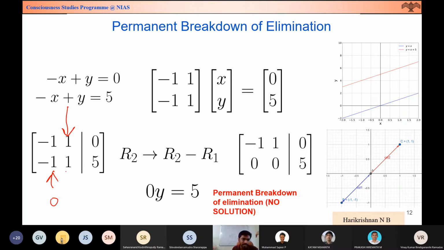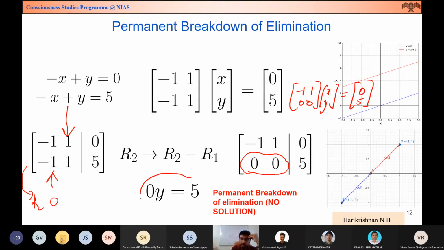So what I do is I take the second row and subtract the first row. You can see that this entire row has gone to 0, right? Now if I apply the math, we can see that [0 0] times (x, y) equals 5. So this is of the form 0·y = 5. You can see that this is division by 0. Now there is no solution. It's a permanent breakdown of elimination in this case.